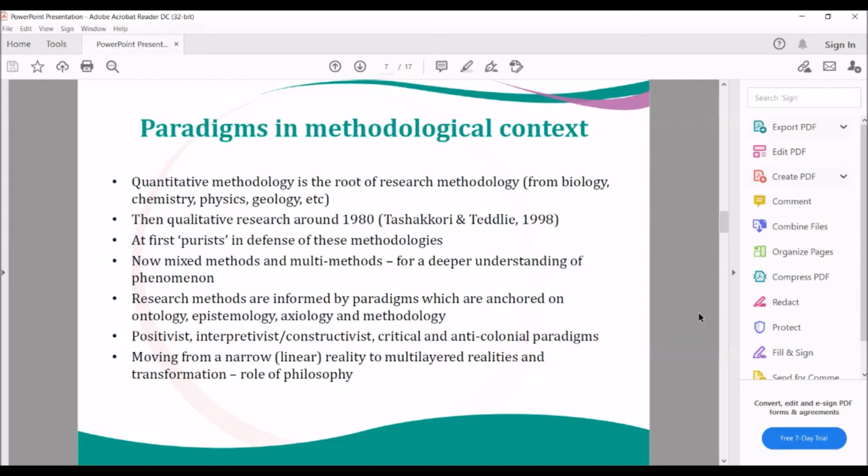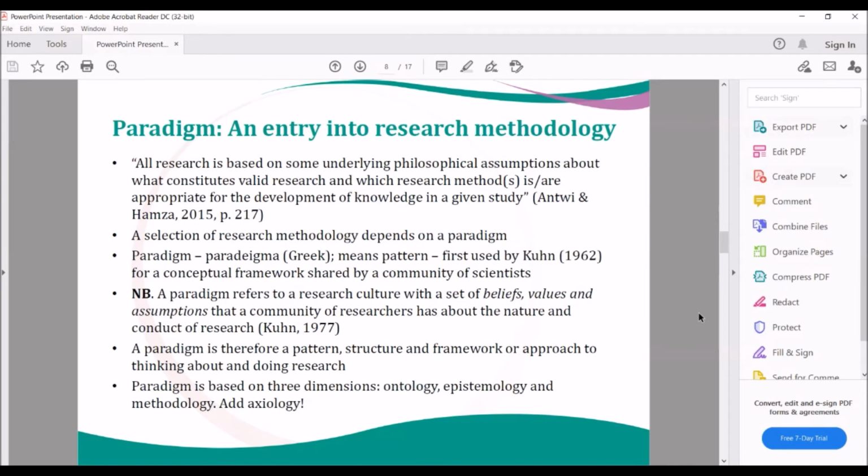So the narrow linear reality is that which is being pushed by the quantitative methodologies or positivists, which tries to sandwich the world into one way of looking at the world, whereas the interpretivists are actually arguing that there are multi-layered realities, and they are backed up by the constructivists who claim that knowledge is socially constructed and it's not neutral per se. Therefore, let's come to the next one, paradigm and entry into research methodology.